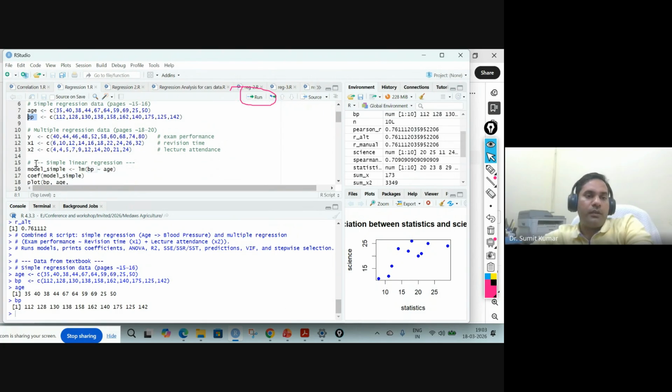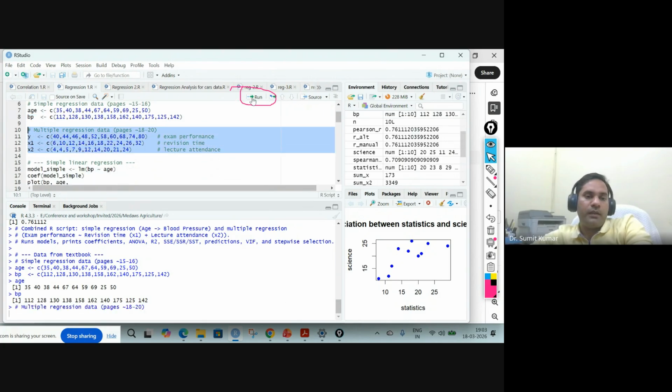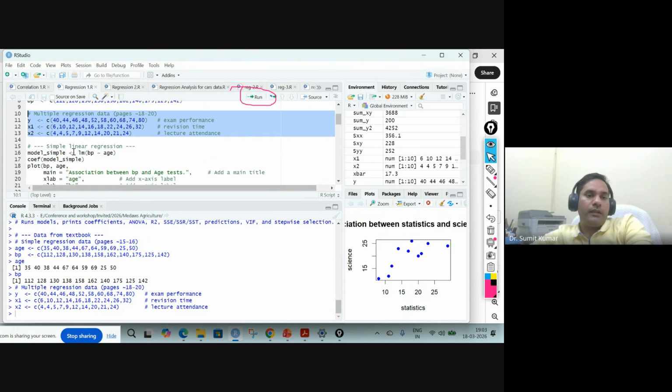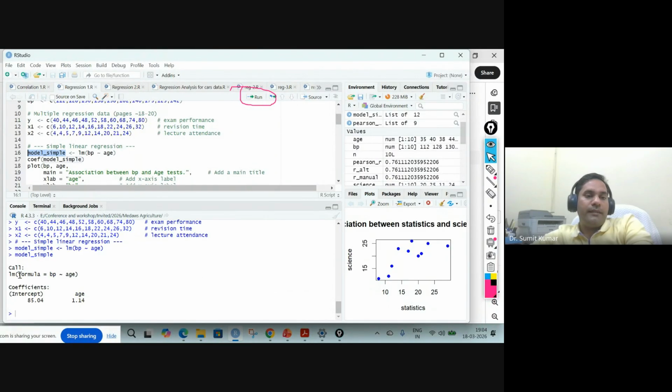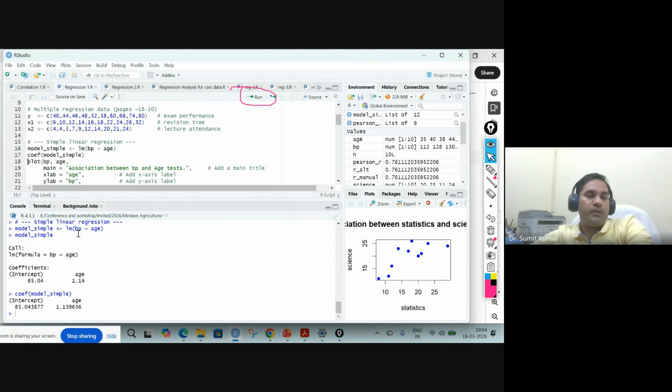For multiple regression, just directly run this command. It will be stored here. For the linear model, for the BP one, you can run this command here. When you see the model sample, it will give you the model specification. This is the lm formula you have taken, BP is the dependent and age is the independent variable here. And these are the coefficients. Coefficients mean this is beta naught and this is beta 1. If you want to see the coefficients separately, just use the command coef and run it. It will show you separately.